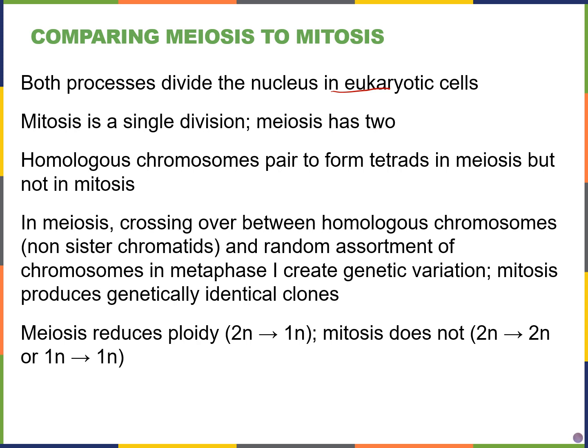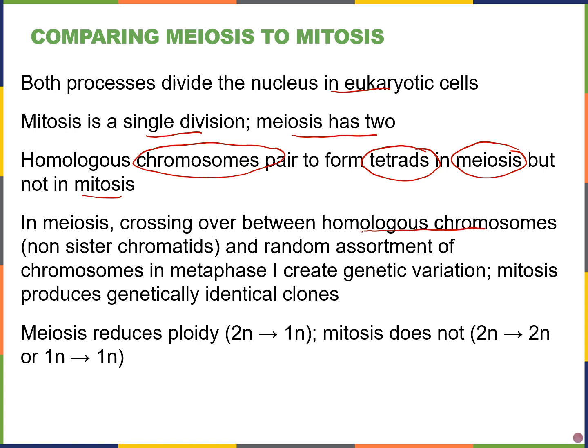In mitosis, we're dividing only once. We get 2 cells. Meiosis divides twice, so we end up with 4 cells. In meiosis, we have homologous chromosomes pairing up, forming those tetrads that will cross over. That does not happen in mitosis. And in meiosis, crossing over happens between those non-sister chromatids of the homologous chromosomes.